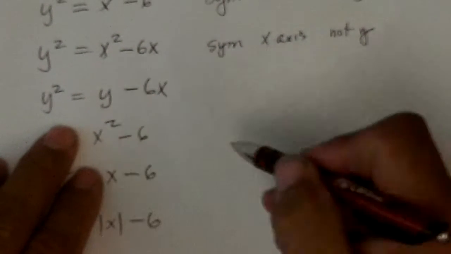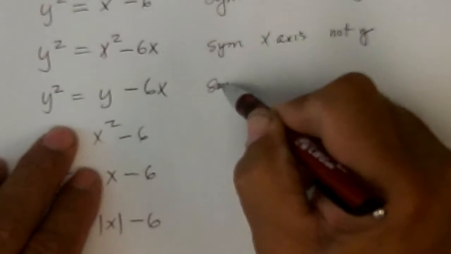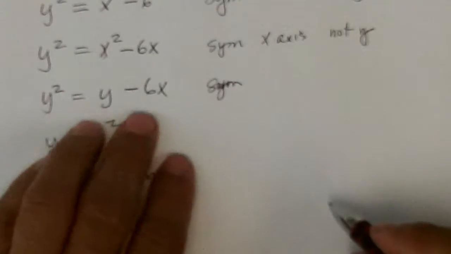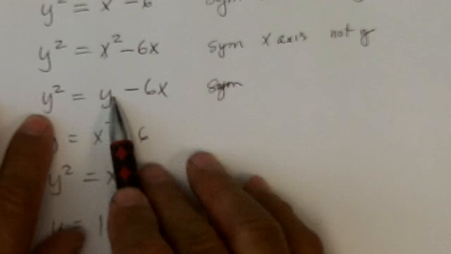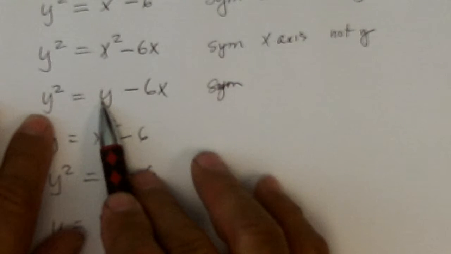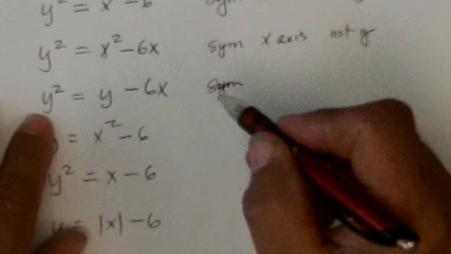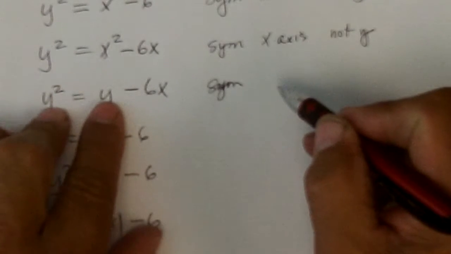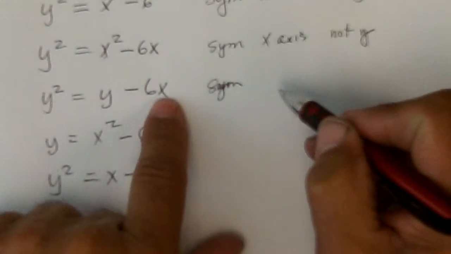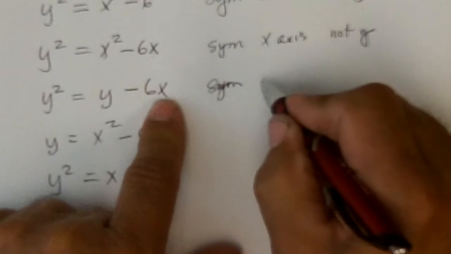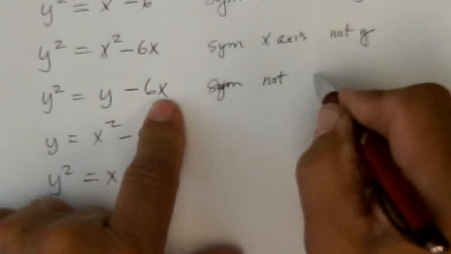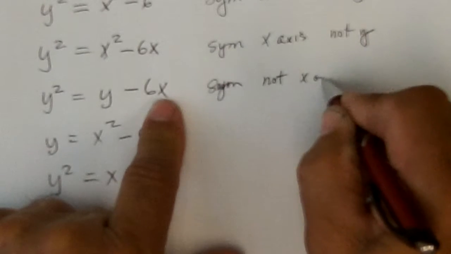This one looks like it would be symmetric with the y, but there's a y over here. That will foul that up. So it's not symmetric with the x-axis. And since it's not squared on the x here, it's not with the y. So it's not symmetric with x or y.